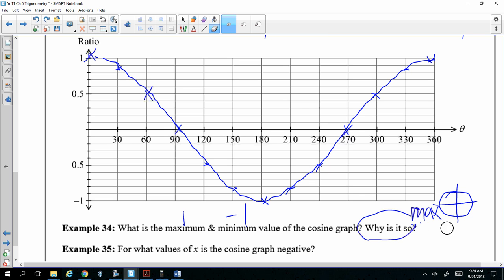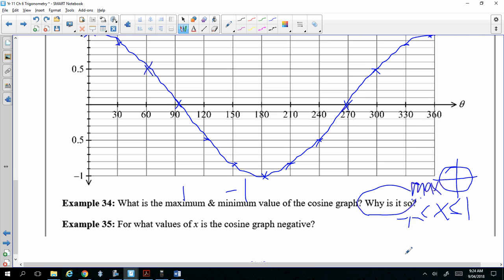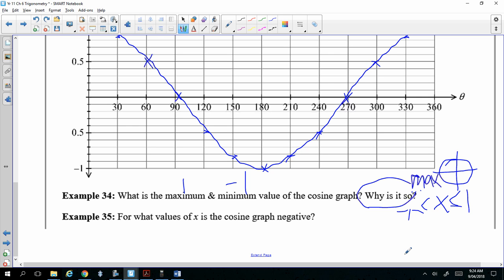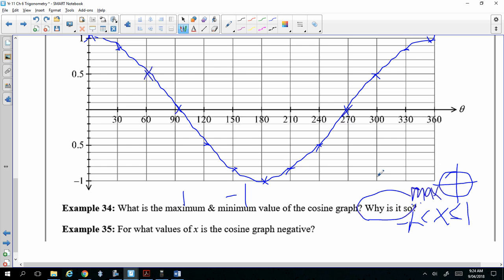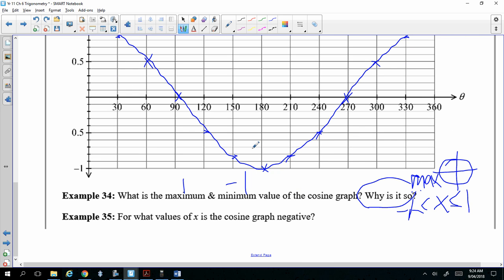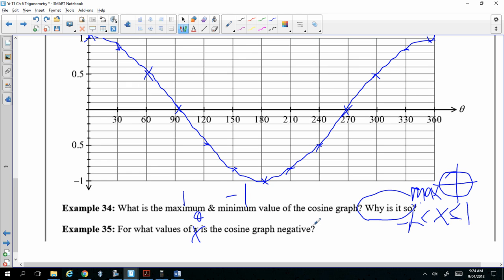And for what values of x is the cos graph negative? When is it negative? Oh, that should be theta. I forgot to update. Theta. For what values of theta is the cos graph negative? It's negative in the second and the third quadrant, between 90 and 270. Yep.